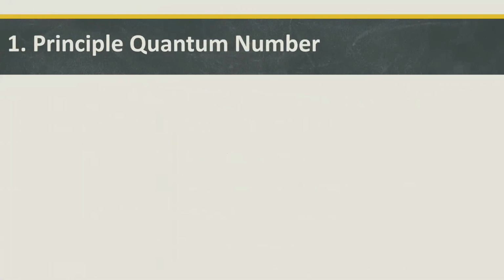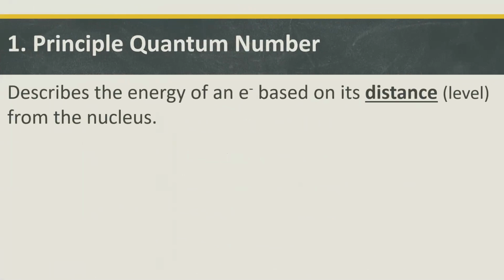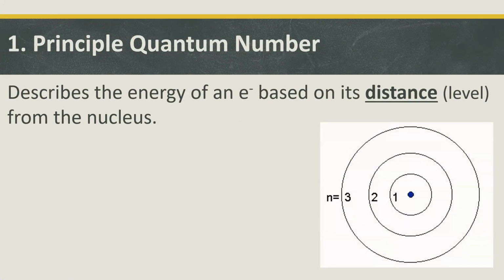So first, the principal quantum number. This number describes the energy level that an electron is in based on its distance from the nucleus. So they are levels, level 1, level 2, level 3. They're rings, although it's not like a hula hoop, but electrons do orbit, kind of like the planets do, in a circular pattern. Each level is numbered based on its distance from the nucleus. So the higher the number, the farther from the nucleus. You can have levels 1, 2, 3, 4, 5, 6, and 7.